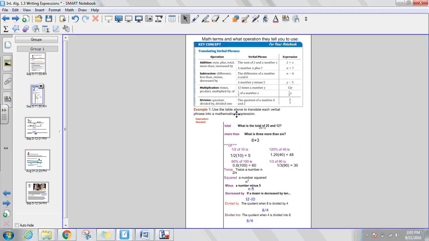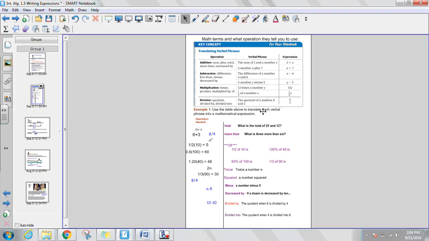So for our first example, we're going to use the table above to translate each verbal phrase into a mathematical expression. So I did this earlier. I'm just going to place each of these just off to the side here, and we'll have a little bank to choose from. Okay, so for the first one, we have total. What's that telling us to do? Total is under addition, so we're going to use addition. What is the total of 25 and 12?